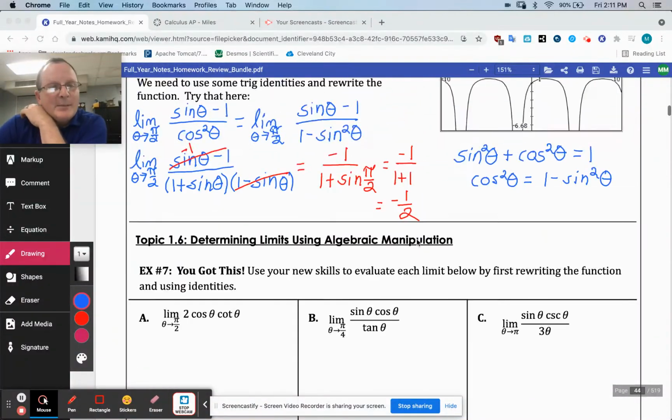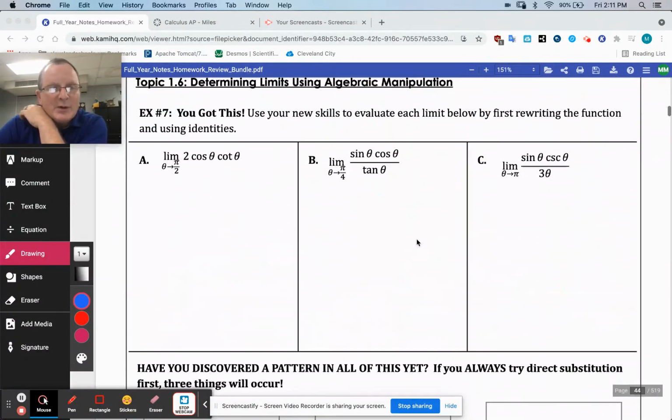Okay, so in example 7, we're substituting again, but we're going to want to rewrite these a little bit before we do that, just to make it easier on ourselves. Okay, so on this very first one, and I don't think any of these three are in indeterminate form. I was thinking that would happen at first, but it did not. So we're just going to rewrite the limit first, and then I'll substitute in. So let's make this a little bit cleaner.